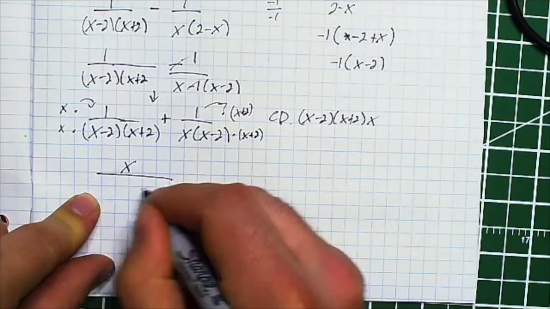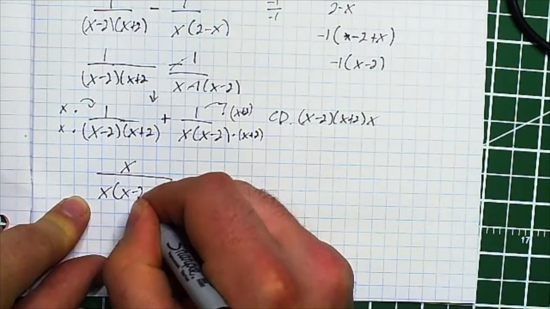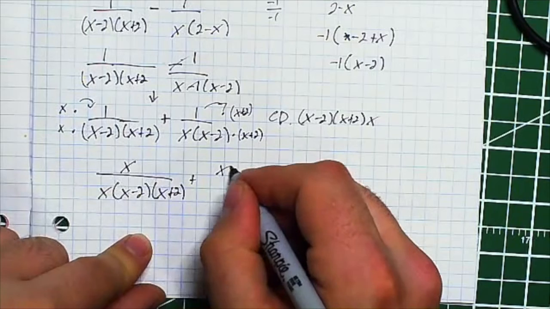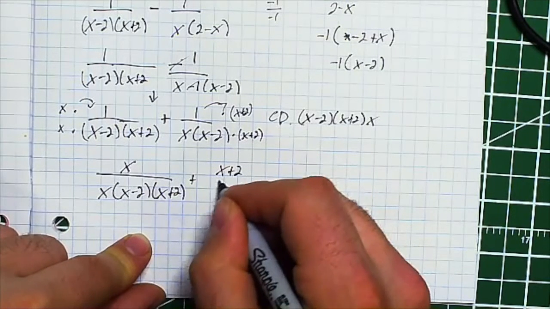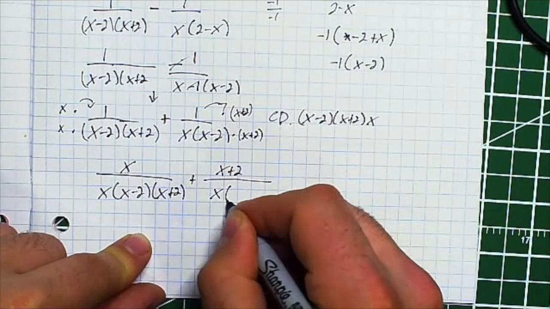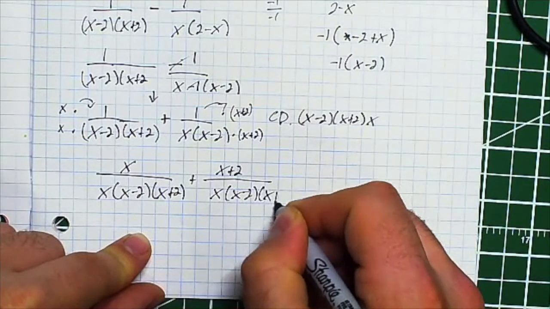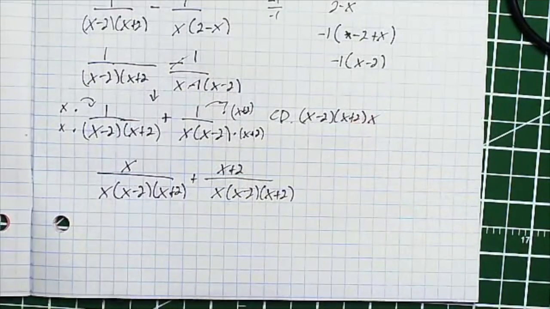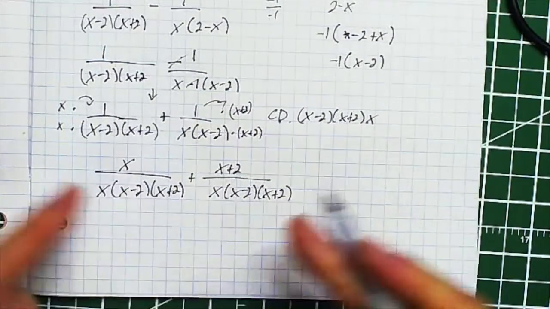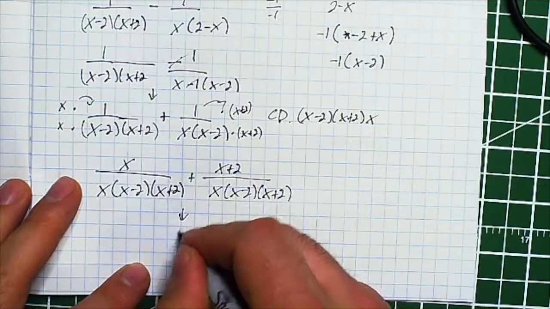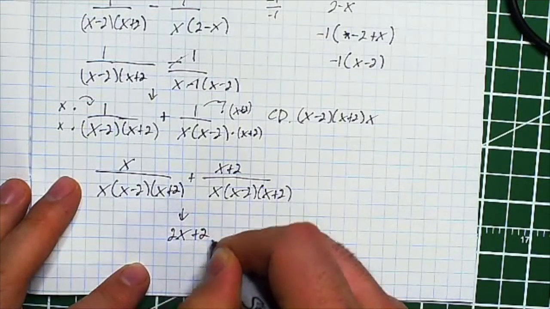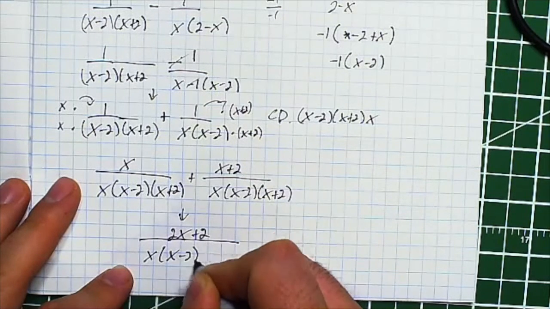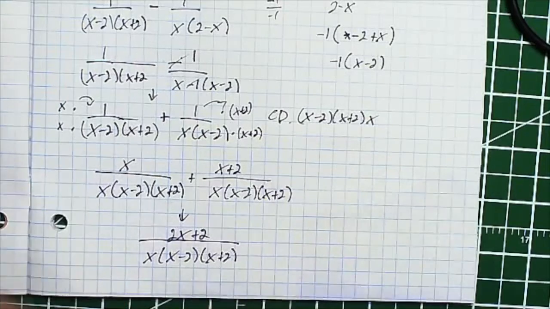I'm left with now x over top of x times x minus 2 times x plus 2, adding in x plus 2 over top of x times x minus 2 times x plus 2. They've got the same denominator, so we can now add the numerators, in which case it's basically going to be x plus an x. So this turns into 2x plus 2 all over x times x minus 2 times x plus 2.